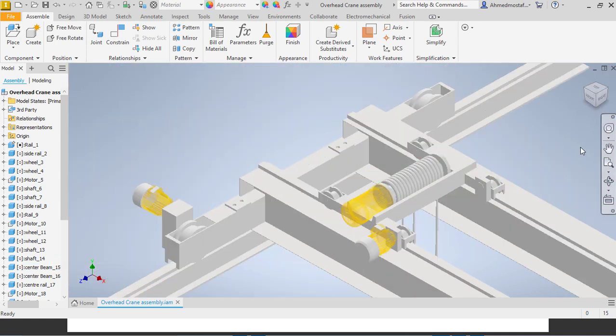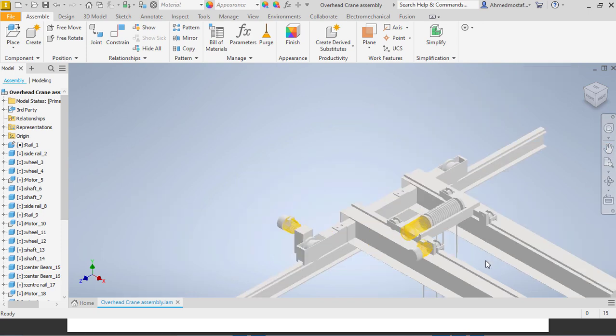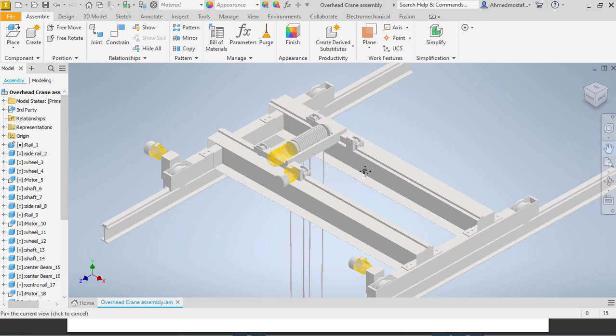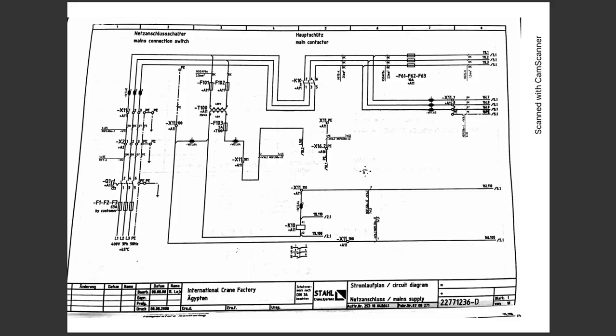Very good. Now let's see it inside the drawing. Let's see the wiring diagram for this overhead crane. This is our wiring diagram. This is page number 1 out of 10. Today we will learn how to read the power circuit, not the control circuit, and in the next video we will learn how to read the control circuit.